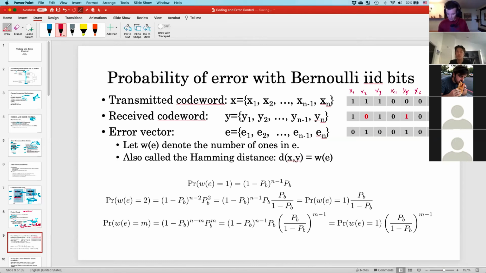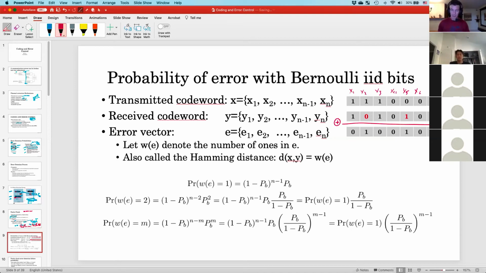So let's say we send the top row, we receive the middle row, and I've highlighted which ones got flipped for you. Then the error vector would be the, well, is it the difference of x and y? It's like the XOR. Yeah, it's not x minus y, it's not y minus x, it's actually x XOR y. So we will sometimes write that as a plus with a circle around it. When you see me write that symbol, plus with a circle around it, that means bitwise XOR.